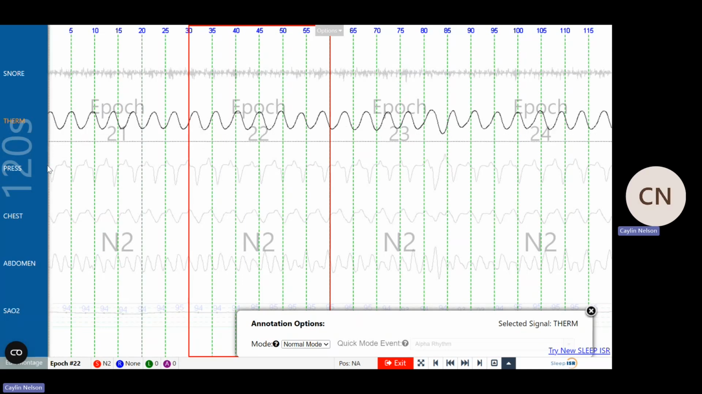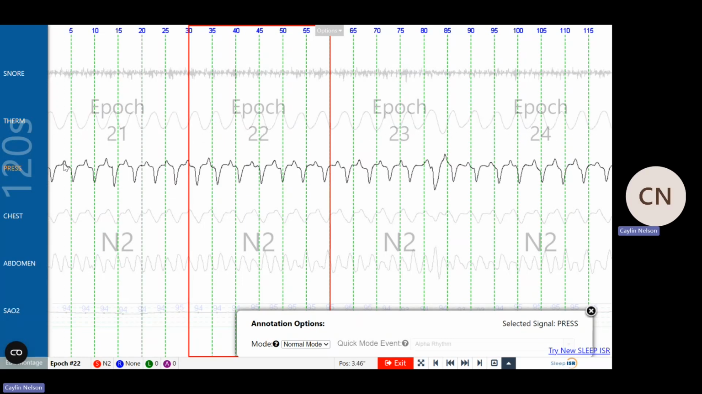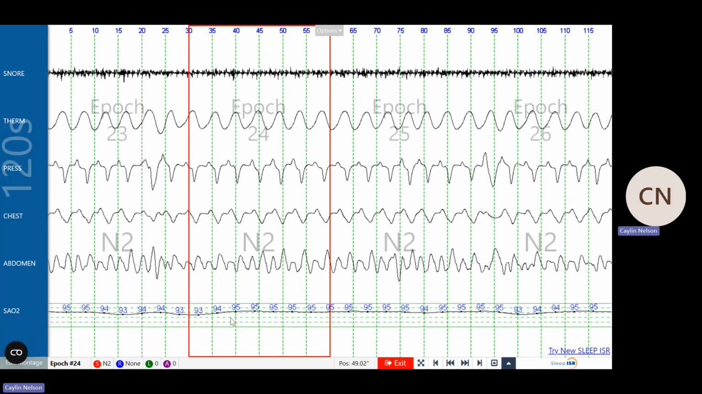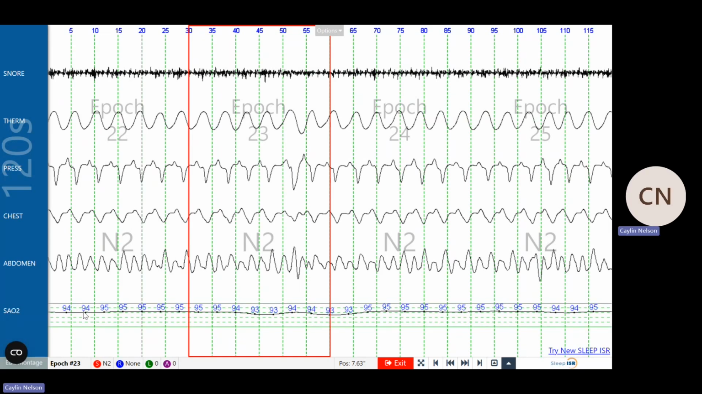So looking here in the thermistor channel, not really many changes, using our baseline reference line. Same in the pressure channel here, it is pretty consistent. You do have a slightly bigger breath around between 80 and 85, but nothing that really caused any significant changes. As you can see down here in the oxygen levels, it seems to be floating around 95 again. So moving on, we're going to look at 22 through 25.